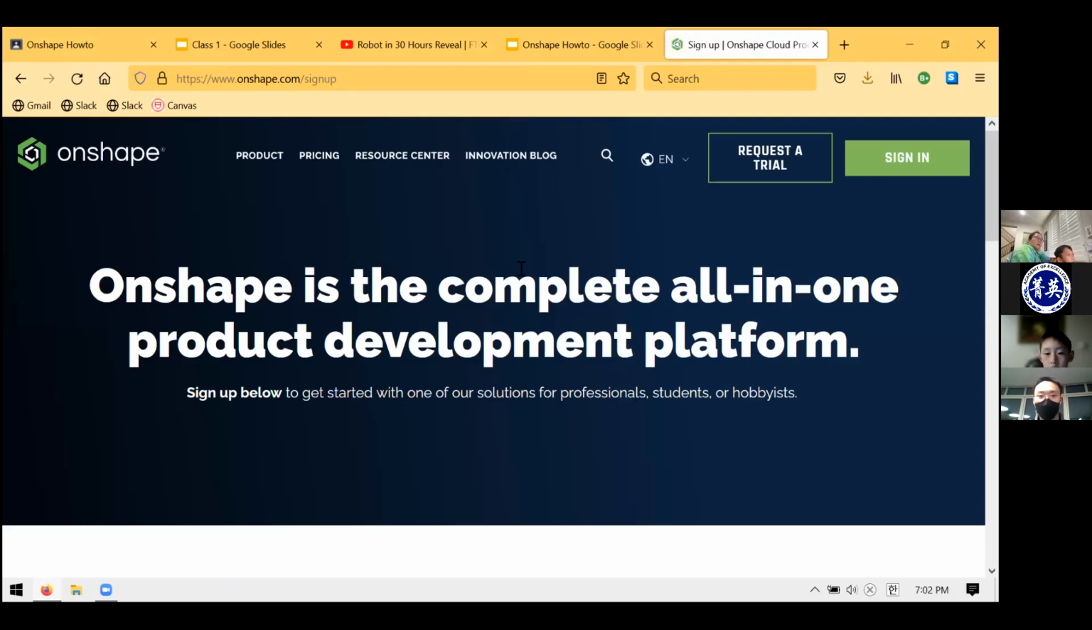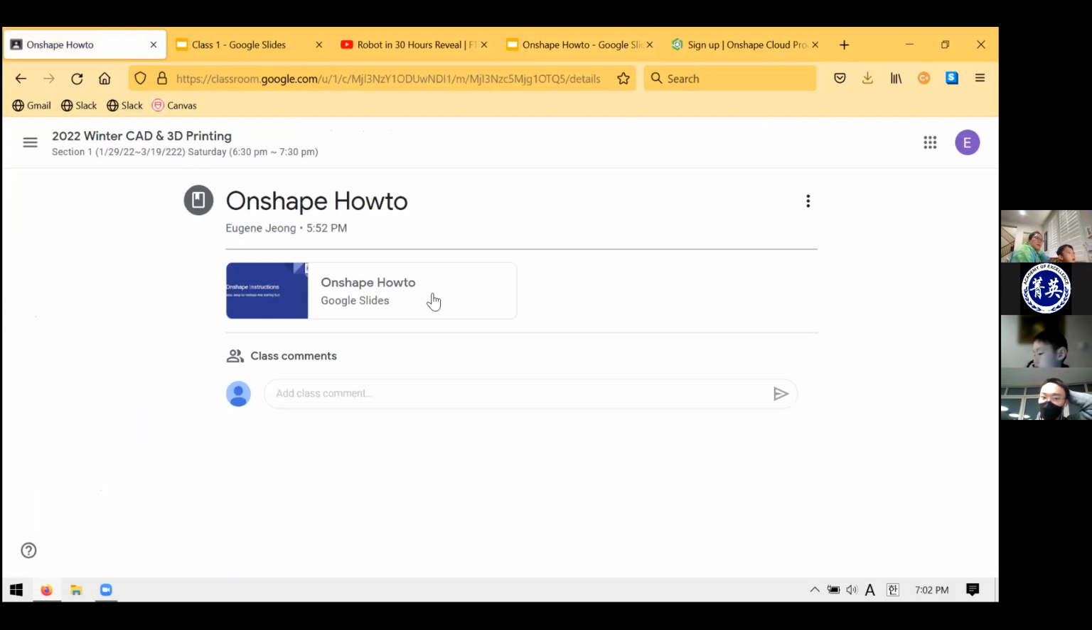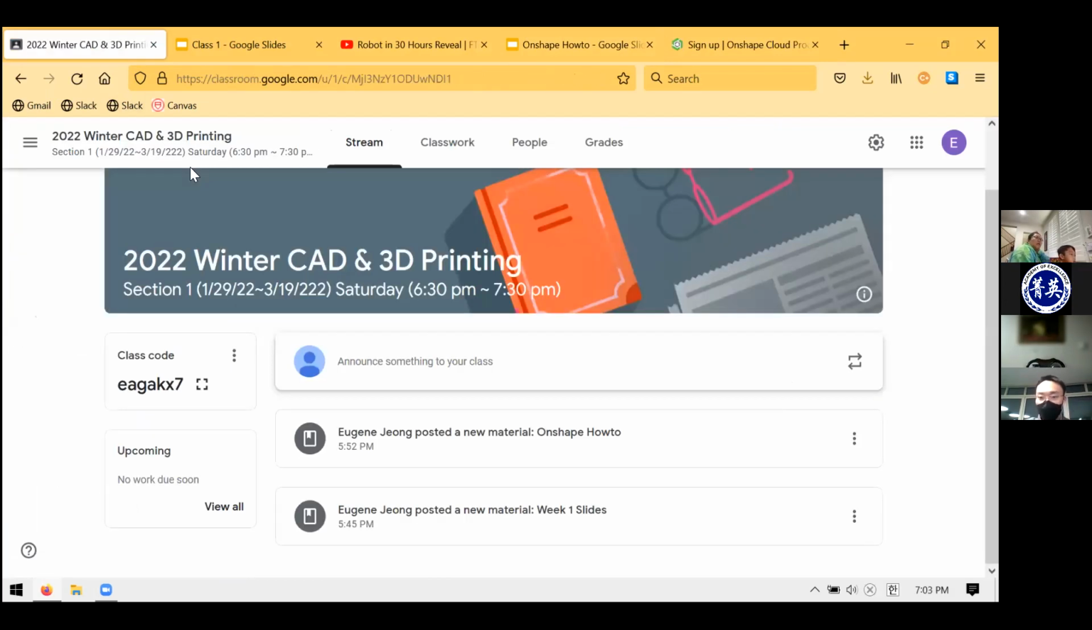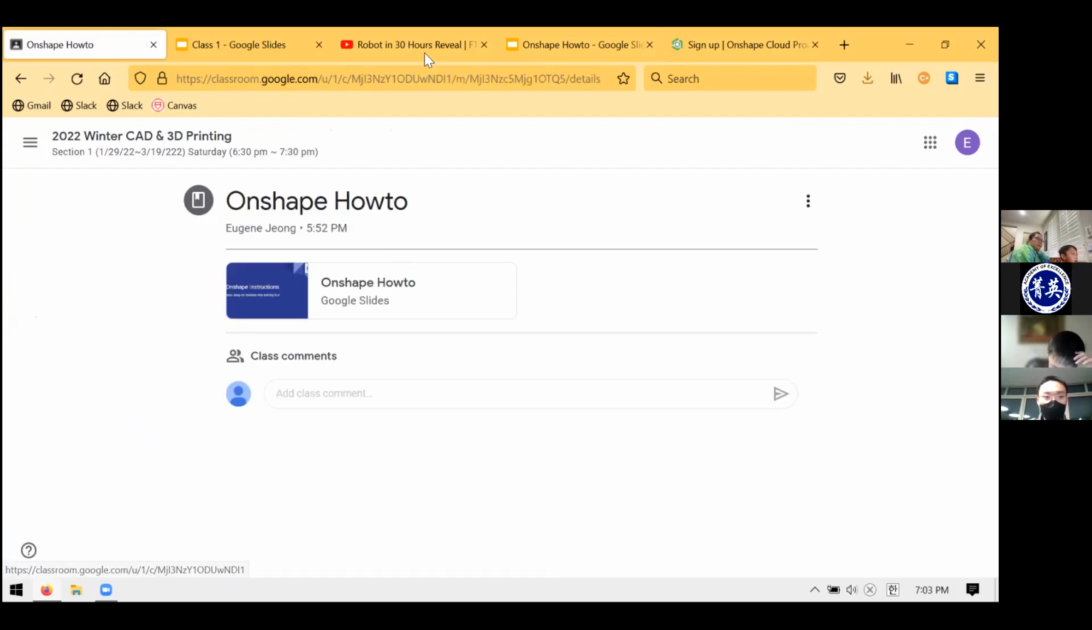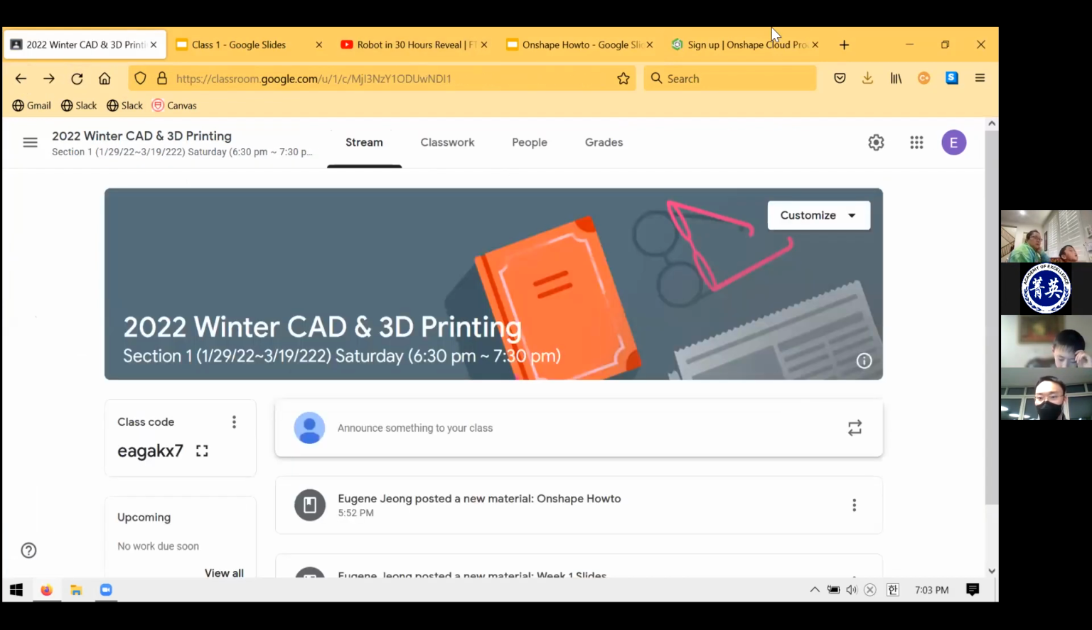And all of the information in these slides is also on the Google Classroom. So once you have joined the Google Classroom, you can also look at these materials, which can hopefully provide more help.